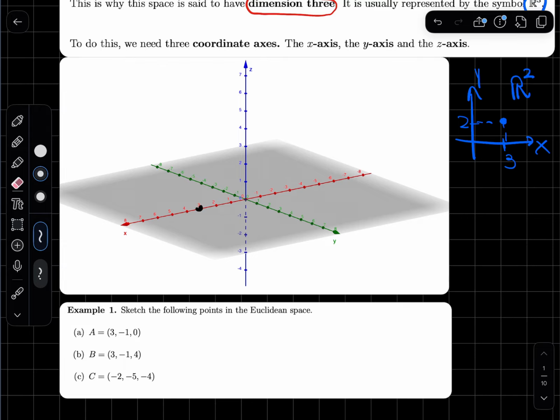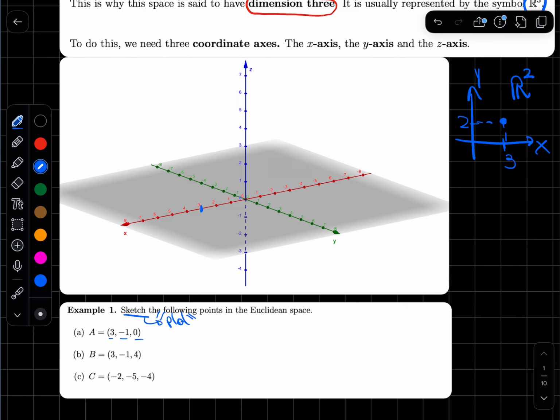The example here is asking us to graph these points, to sketch or plot these points. Sometimes I'll use plot as well. It's fine. So the point (3, -1, 0), where's that supposed to be? That means x equals 3. So I start here at 3 on x. So here's x equals 3.